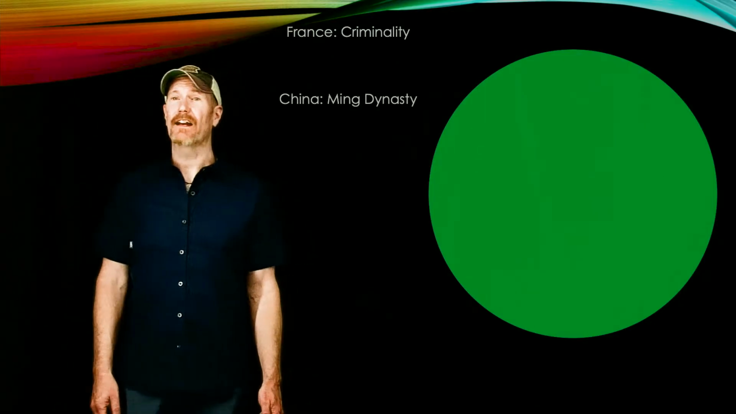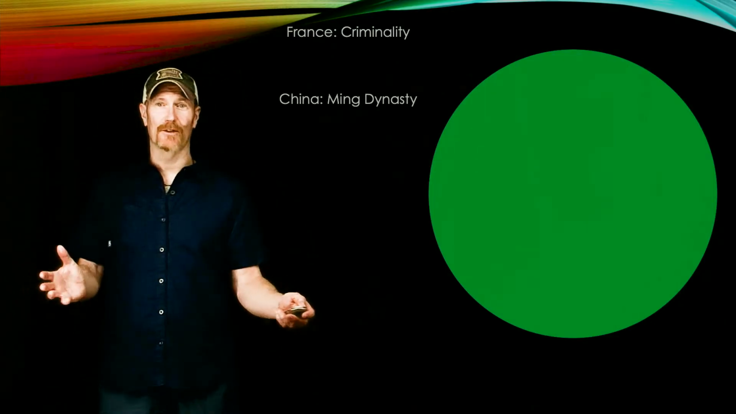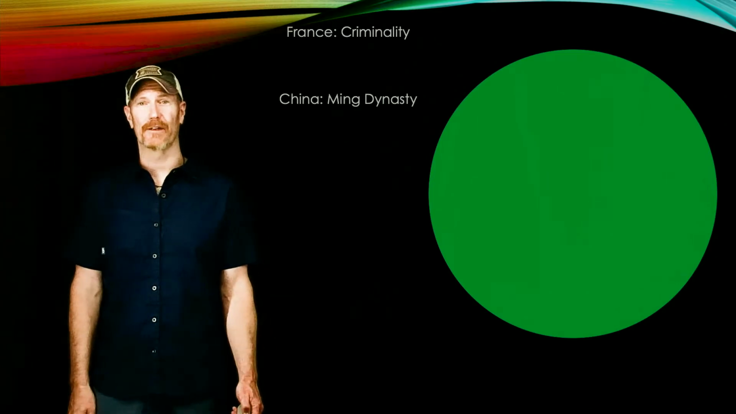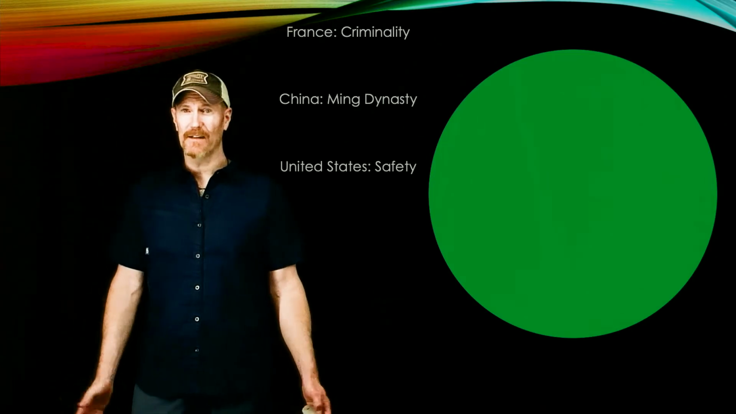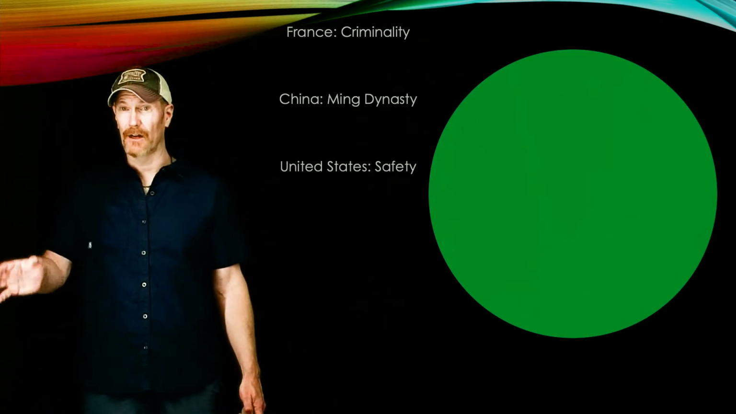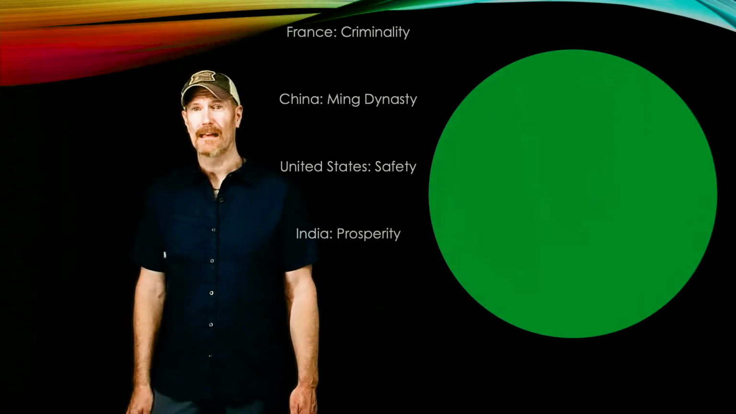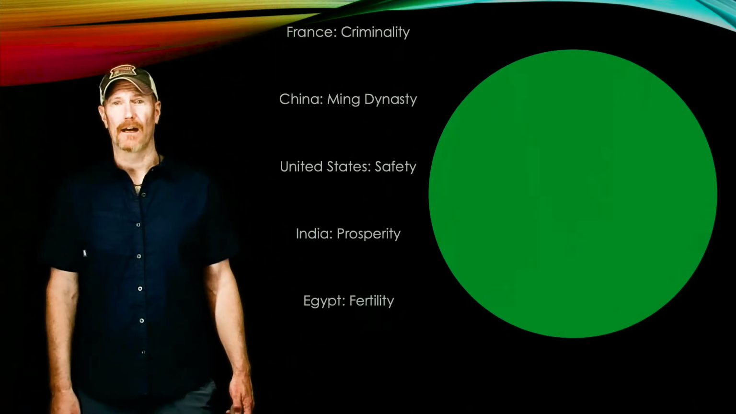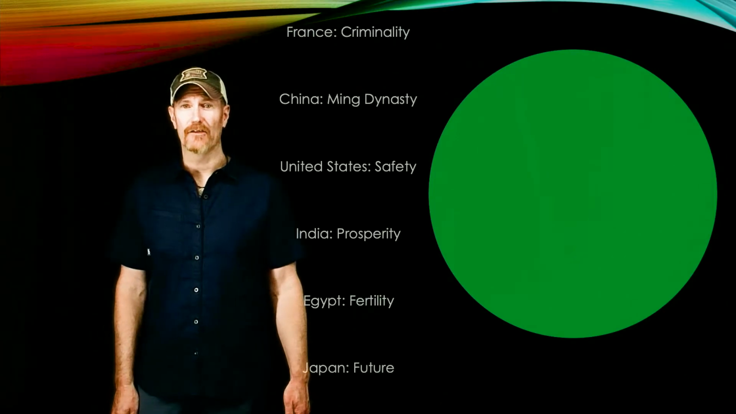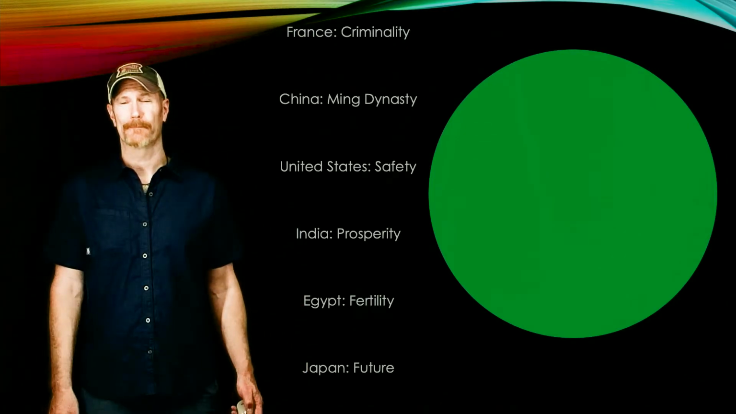So green, what does it mean? Well, in France, it's criminality, right? In China, an entire dynasty was able to grab the color. The Ming Dynasty grabbed green. United States, safety, right? It's green, it's okay. It's okay to go at the stoplight when it turns green. India, prosperity. In Egypt, fertility. And in Japan, it's the color of the future.